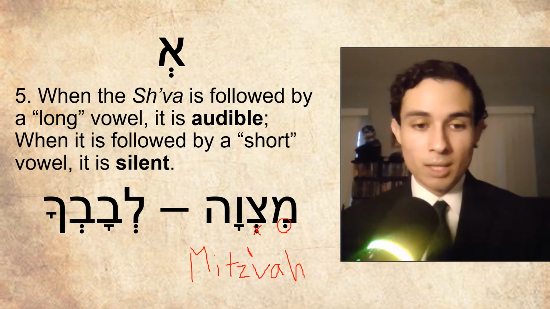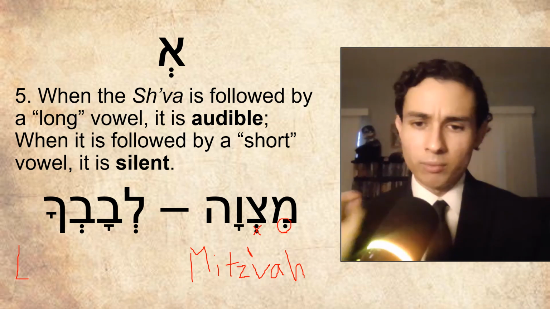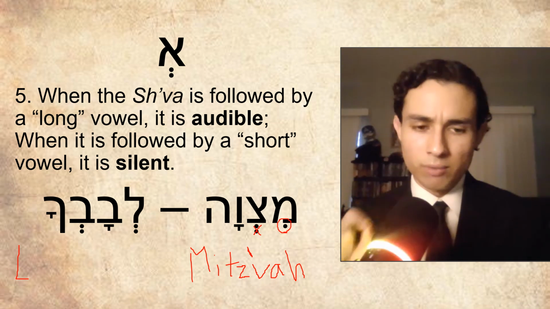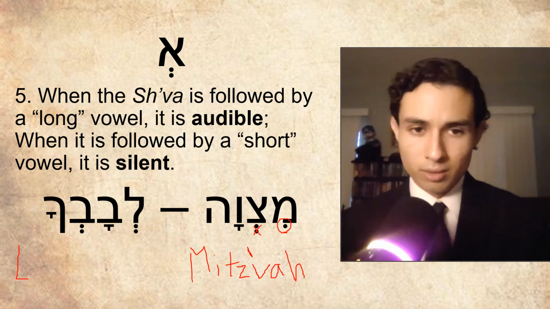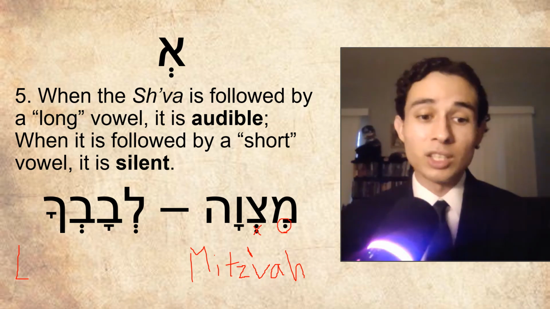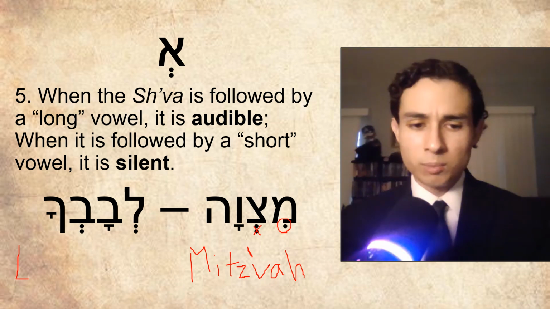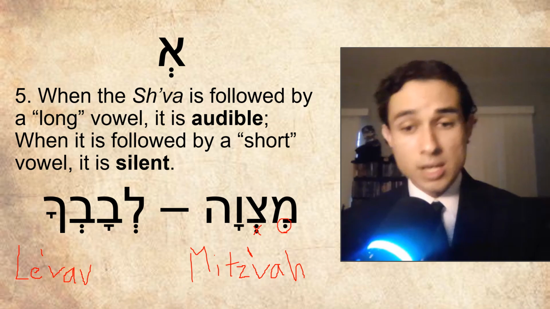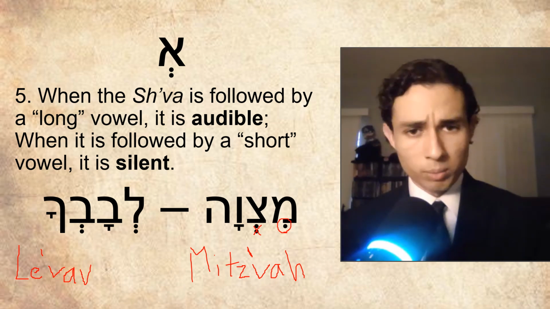Okay. Now, the second word, we start off with the lamed, and then first off, we have a shva in the first letter. And what did we learn? Is that audible or silent? Go back to rule number 1. When a shva is at the beginning of a word, it is audible. So, okay, let's just put a little e there and an apostrophe. And then we put a vet, a kamatz, another vet, and then we're at another shva. What do we put here?